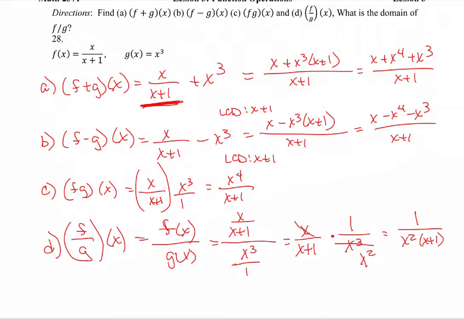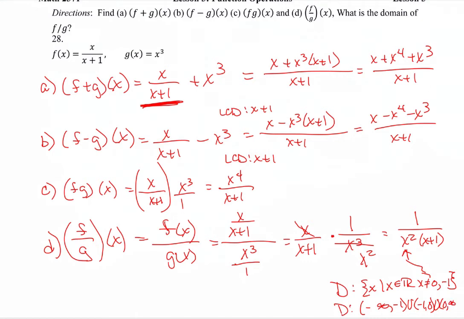Our new domain is now the set of x such that x is a real number, but x is not equal to 0 or negative 1, because this puts in the fact that it can't be 0. If I write this in interval notation, the domain is negative infinity to negative 1, union negative 1 to 0, union 0 to infinity.